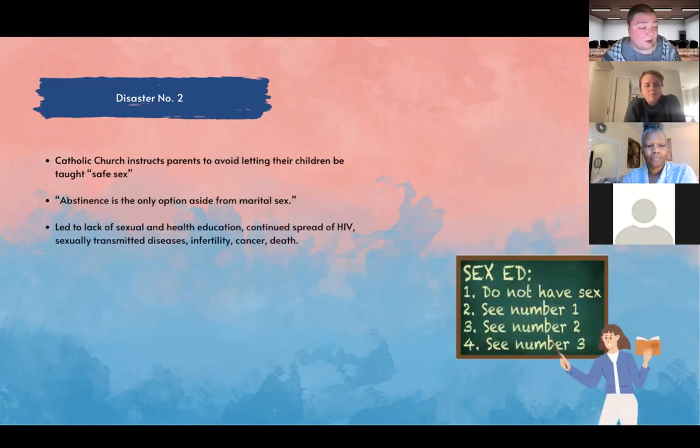Despite how AIDS has ravaged whole countries, the Catholic Church continues to hold fast to their teaching of no contraceptives and instructs parents to avoid letting their children be taught safe sex methods, that abstinence is the only option aside from marital sex. This leads to a lack of sexual and health education and the continued spread of HIV and other sexually transmitted diseases, which cause everything from infertility to cancer to death.